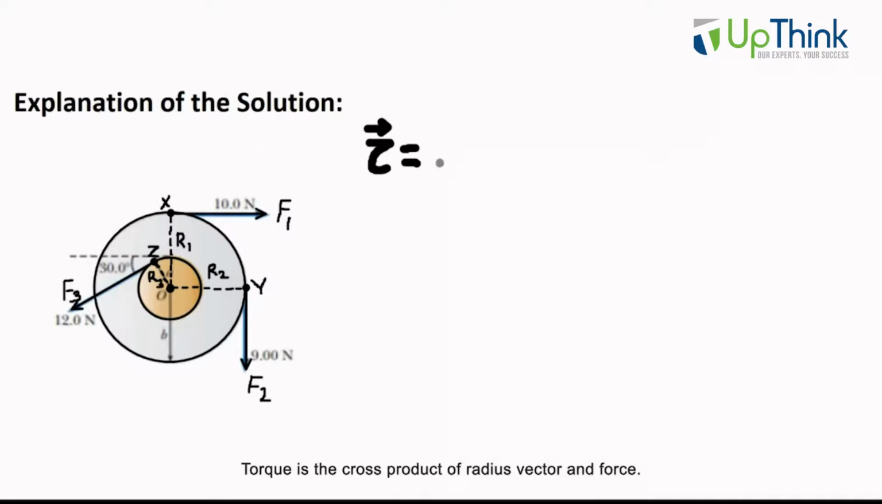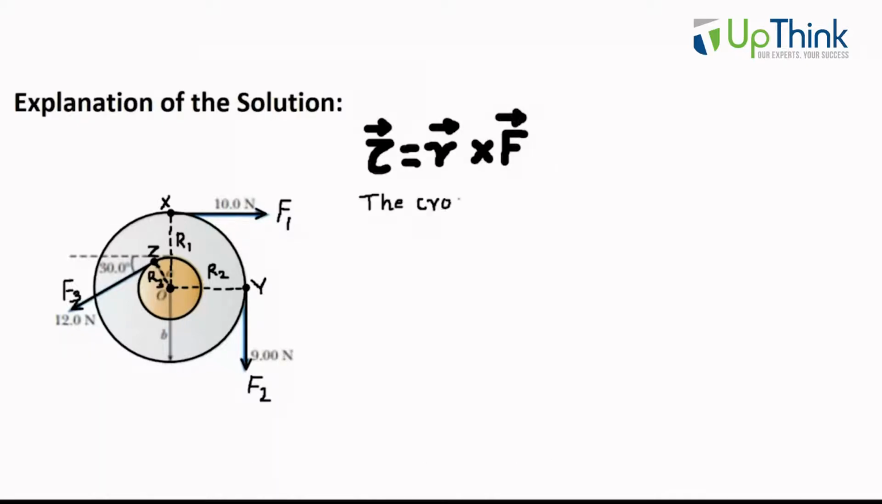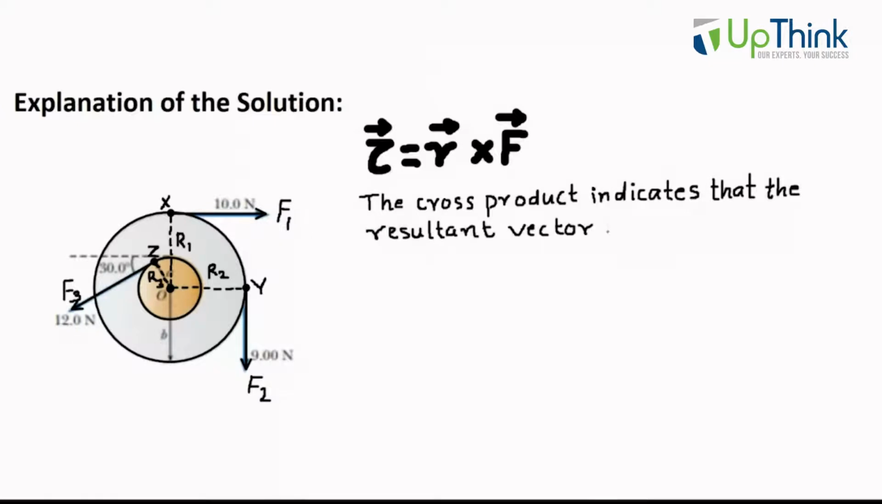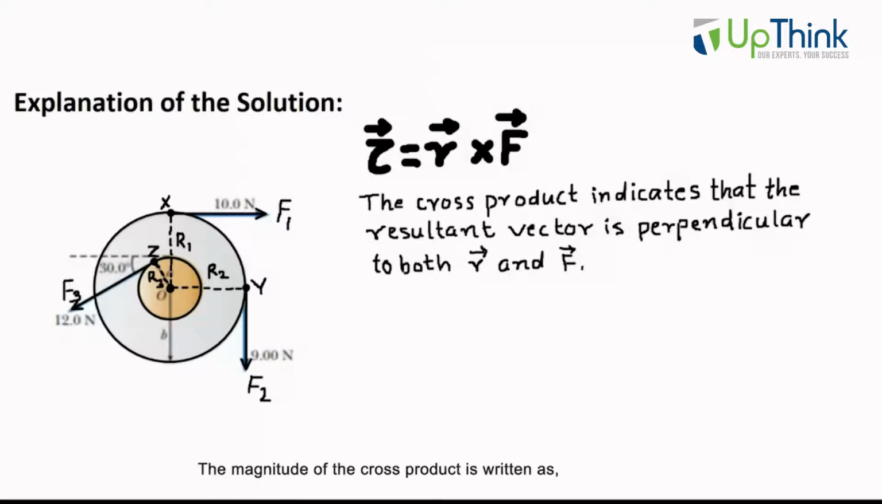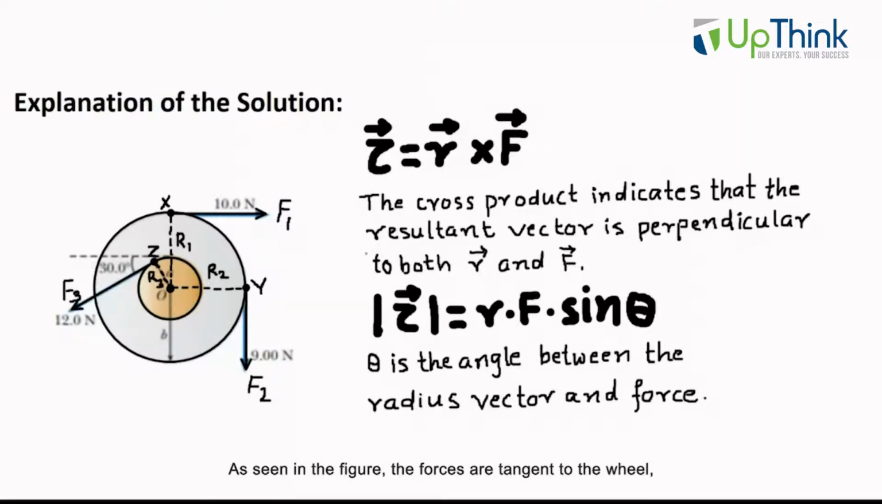Torque is the cross product of radius vector and force. Here, vector r is the radius vector, and vector F is the force vector. The cross product indicates that the resultant vector is perpendicular to both vector r and vector F. The magnitude of the cross product is written as mod of vector tau is equal to r into F into sine theta. Theta is the angle between the radius vector and force. As seen in the figure, the forces are tangent to the wheel. Therefore, the angle between the radius vector and forces is always 90 degrees.